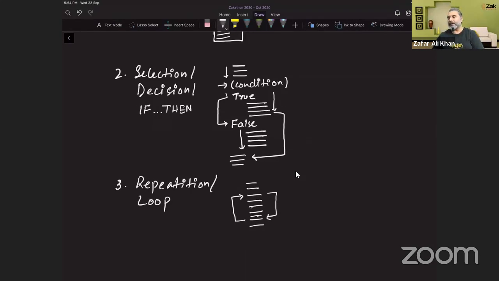For example, you might like a count to be shown over the screen. So the computer will count and put that count on the screen. Then another count on the screen, then another count on the screen. So it is counting and displaying it over the screen. So it is being repeated. So repetition or loop.